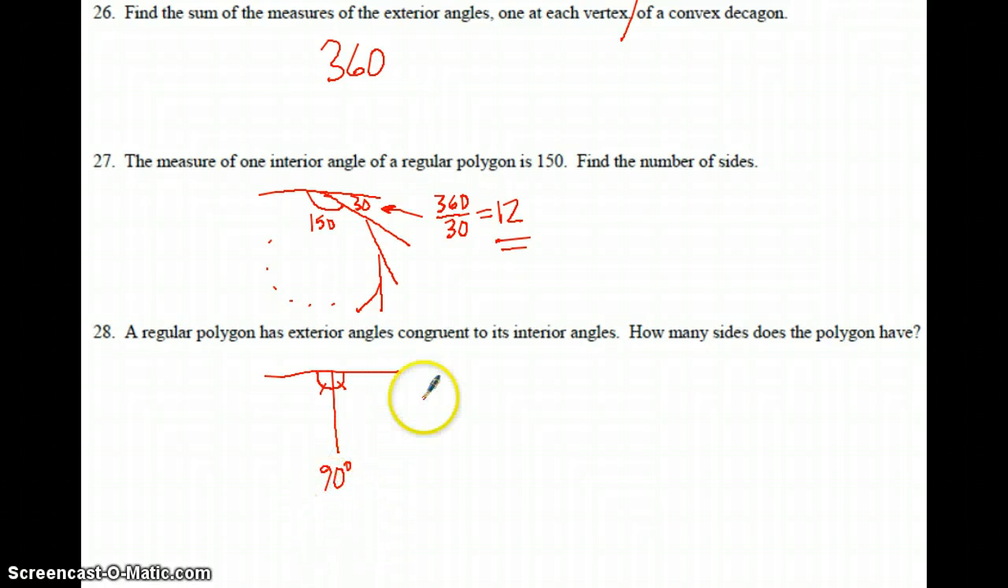How many sides does the polygon have? We're talking about something that has 90-degree angles in it. Don't think too hard about that. If you've got right angles in it, you must be a square or a rectangle, but if it's regular, it's got to be a square. But the question is, how many sides does it have? So that would be 4.